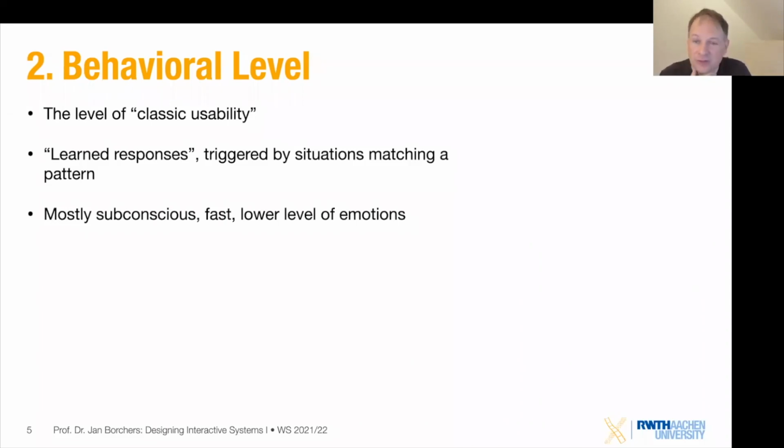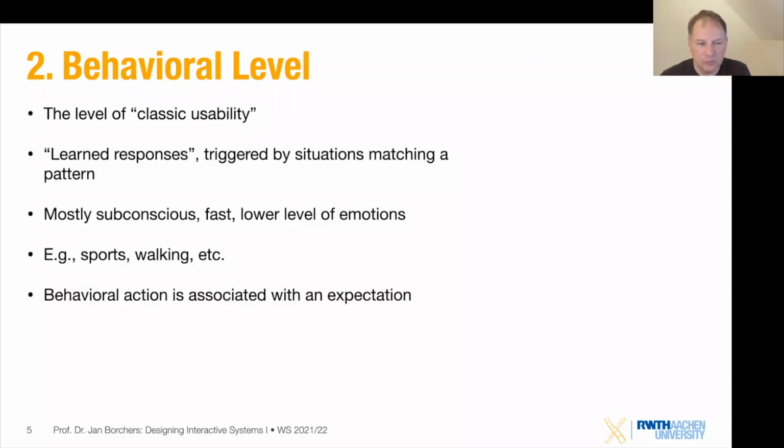So this is still happening mostly subconsciously, although you are learning that pattern over time. The behavioral level, as we saw before, a lot of it is often happening on a mostly subconscious level, right? You don't stop and ponder, this looks like a switch, maybe if I flick it up. You're not doing that, right? You're just seeing this thing, and next thing you know, you flick it because you think that's how it works. So it is also still a pretty fast response. For example, when you do sports or walking, any learned habit really that you've acquired, and that is associated with an expectation, will be a match for this behavioral level.